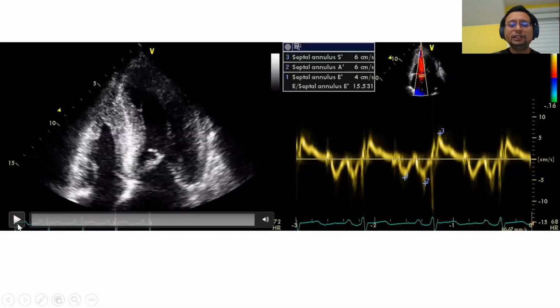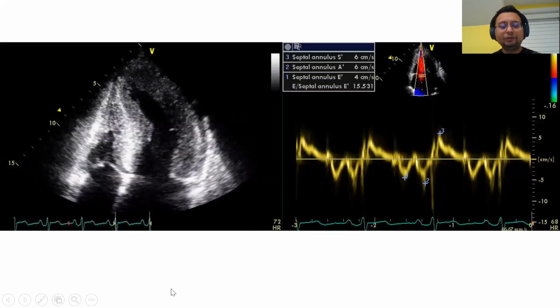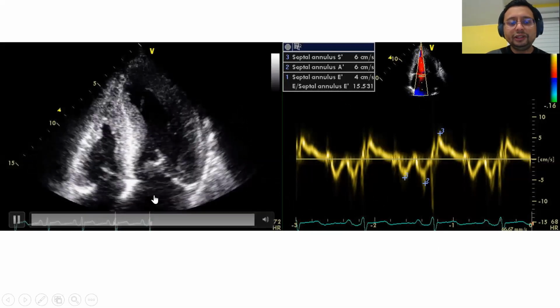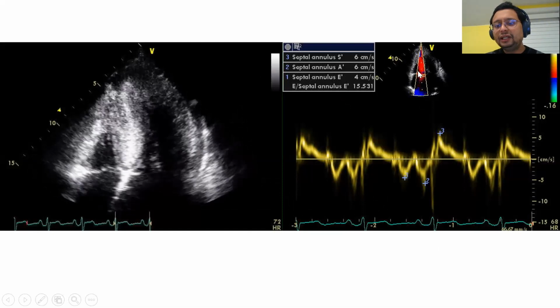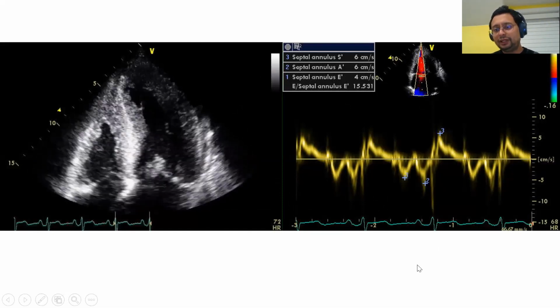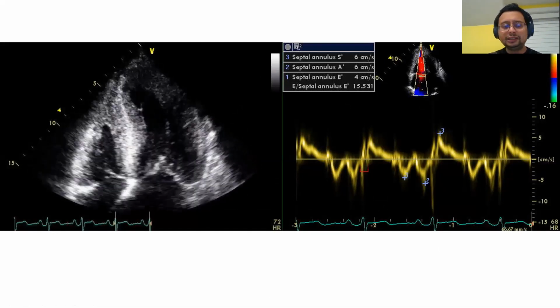Right. What about this one? Okay, this is someone with hypertrophic cardiomyopathy as well. Left atrium, left ventricle, right ventricle. Now I'm actually measuring the annulus of the tissue Doppler. All right, the tricuspid tissue annulus. All right. Now, even though this is the measurement on the left ventricle, the concept is the same for the right ventricle.